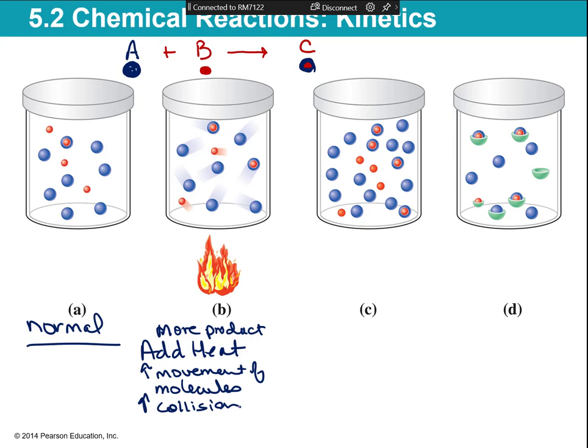So now look at C and compare it to A. What do you notice about product? Yeah, there's like four of them, right? Okay, so if you look at C, do you see that I have more product? But what do you notice more of also?